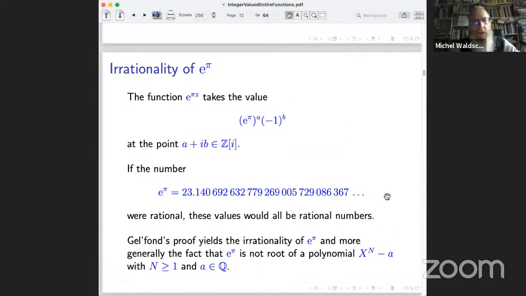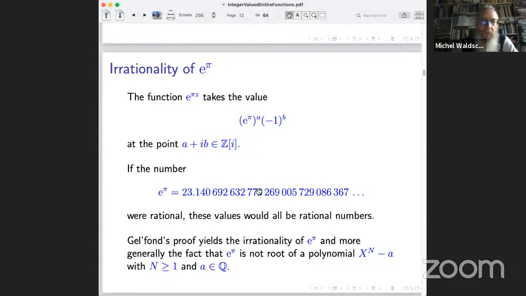I will explain the connection as follows. Consider the function exponential of pi z. It grows like exponential of a constant times z, which means that it is of exponential growth, what we call finite exponential type. So it does not grow like exponential of z squared, and it's not possible that such a function would take integer values at all the integers.